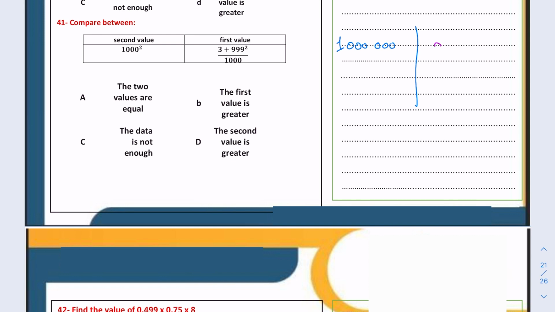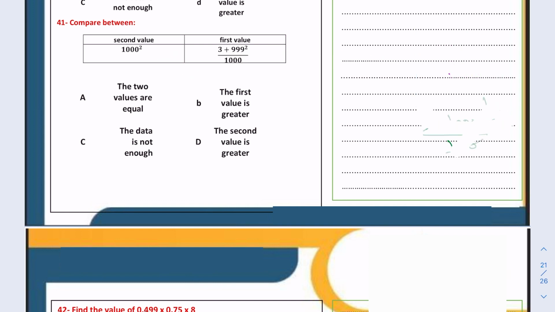I have 3 plus 999 power 2 over 1,000. I will try to estimate the answer because I don't need to find the exact value. I need to compare between the two numbers. Here it's approximately 1,000, and 1,000 squared is 1,000,000. This is 1,000,000 plus 3 over 1,000. If I ignore the 3 also, I can divide here, and it will be only 1,000. And this is approximately 1 million, so A is more.